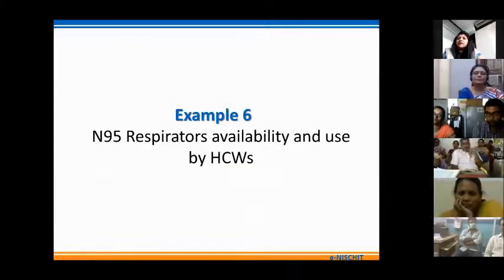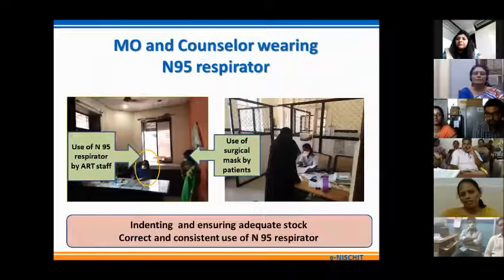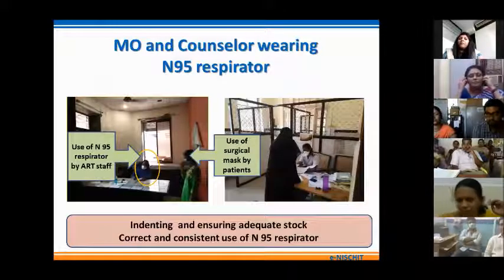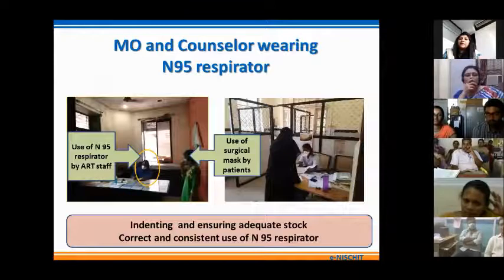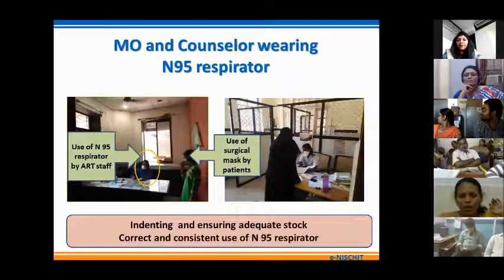The next is about N95 respirators. Next slide. This is a slide showing a medical officer and a counselor wearing N95 respirators. However, during our experience and assessments, we saw that the ART staff is wearing surgical masks and conducting OPDs and dealing with the patients. So we suggest that surgical masks have to be used by the patients, and the ART staff and the healthcare workers have to use N95 respirators. It has to be used correctly and consistently for actually having results. Next.